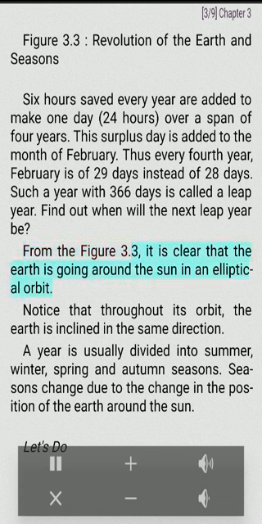From figure 3.3, it is clear that the Earth is going around the Sun in an elliptical orbit. Notice that throughout its orbit the Earth is inclined in the same direction. A year is usually divided into summer, winter, spring and autumn seasons. Seasons change due to the change in the position of the Earth around the Sun.